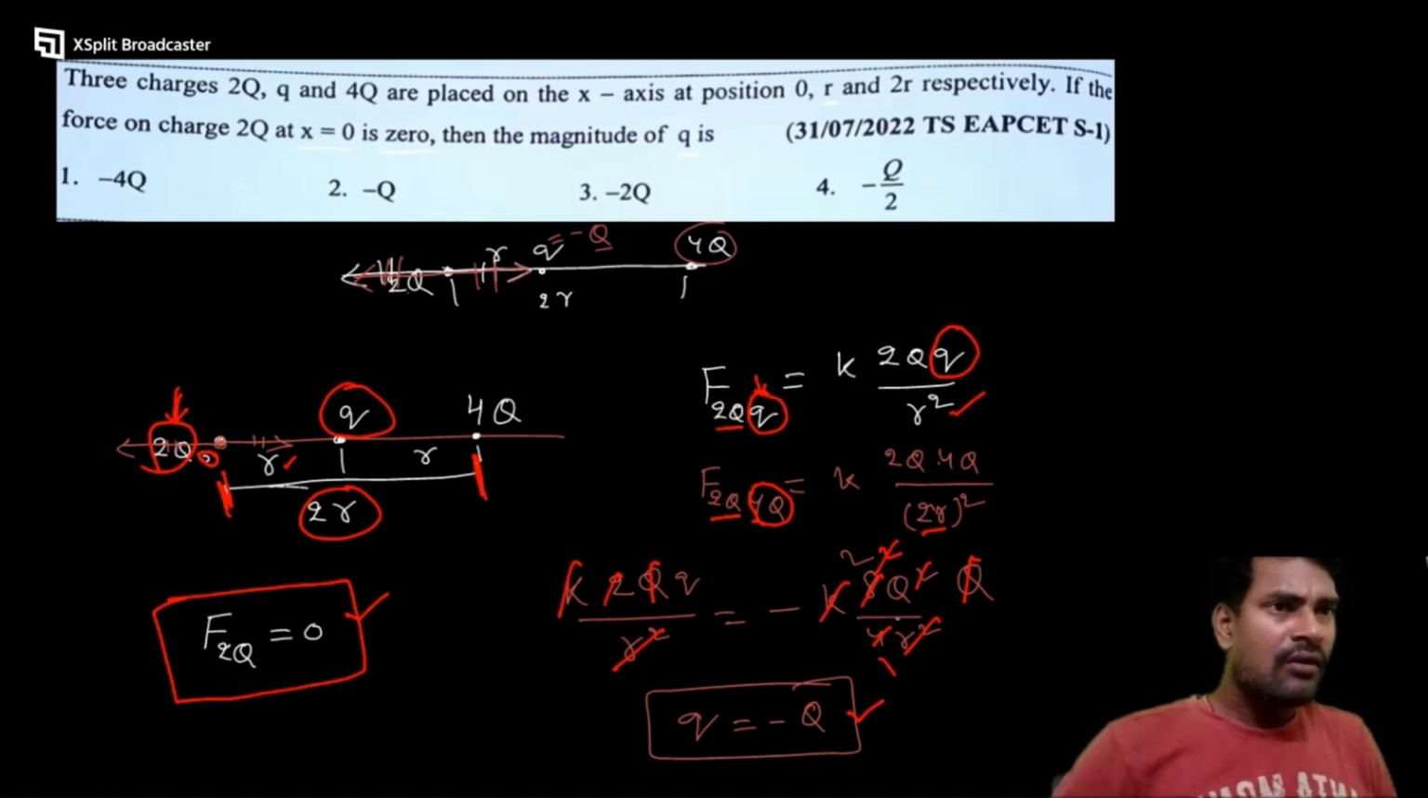See here, out of 2 q's, 1 q will be cancelled, 1 q we are left with. So that's why q is equal to minus q.